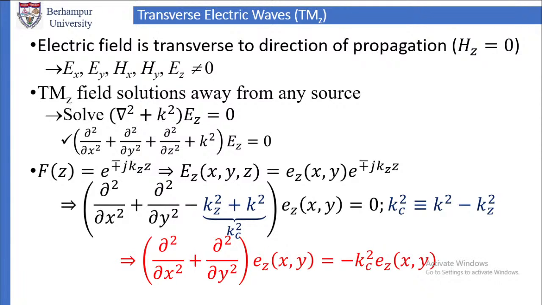So if I take dou square by dou z square, that will give me minus kz square. Putting that and defining k square c by definition as k square minus kz square, the differential equation becomes dou square by dou x square plus dou square by dou y square, whole thing operating on small ez, which is a function of xy, equal to minus k square c operating on small ez, which is a function of xy. So this is the equation that we have to solve.